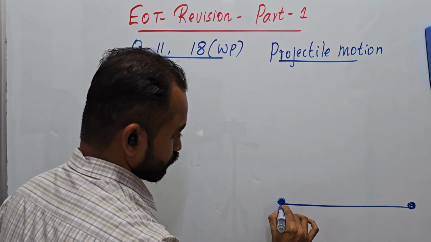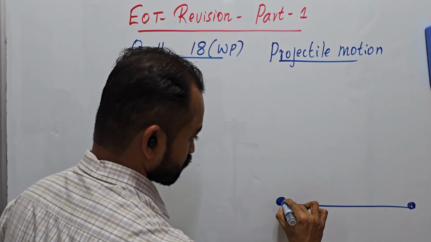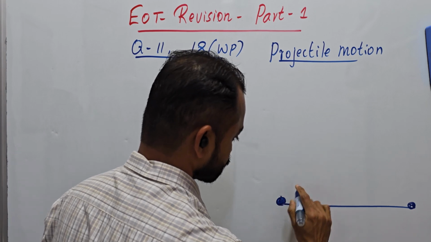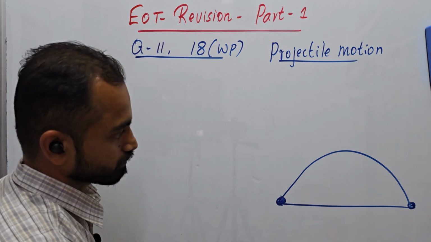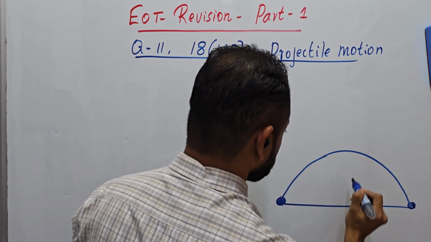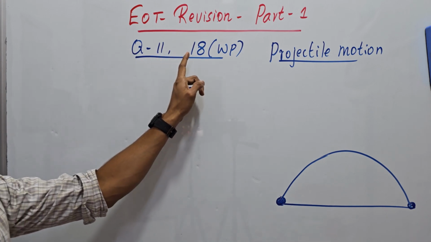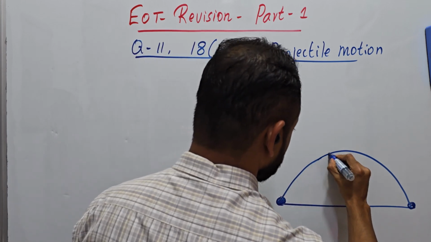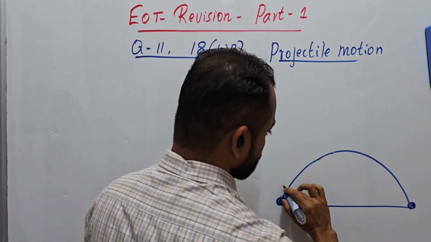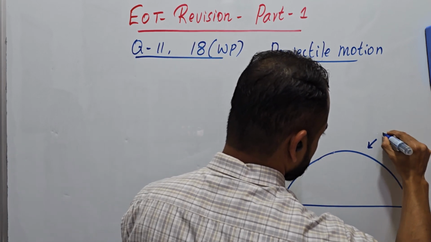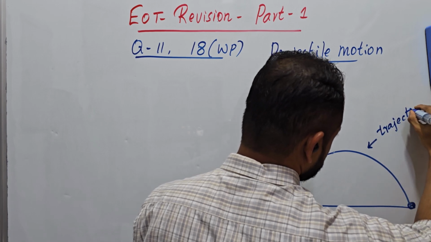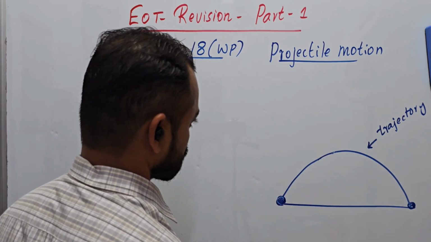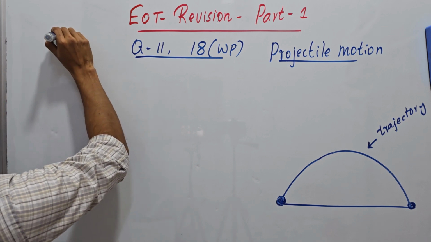Here there is a football and a player is kicking the football. The ball is traveling along this path. Question number 11 and question number 18 are from projectile motion. First I am discussing the topic projectile motion, and after that we will solve the questions. This is the path of the ball. The path of the ball is called the trajectory, and the ball is called a projectile.